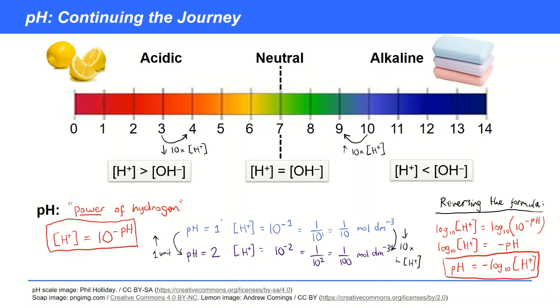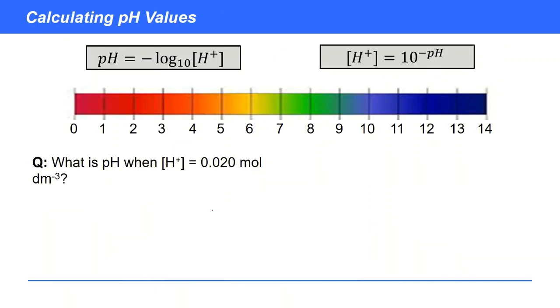So let's see how these can be used in some examples. I've got the two key formulae up here. What is the pH of a solution when the H plus ion concentration is this? Well, we're just going to stick these numbers in our formula. So this is pH equals minus log base 10 of, in this case, 0.02 to get our value.